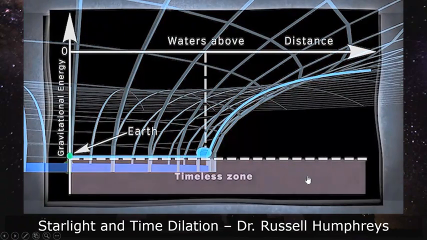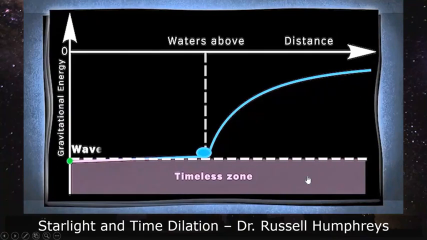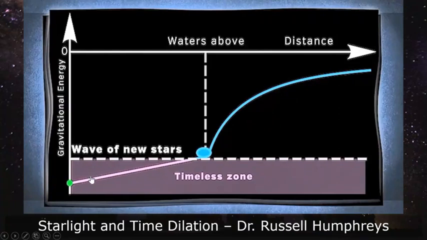And the point of this is that new star masses, the stars that God made, the new ones he made, dented the trampoline yet further. So there's a wave of new stars, and you notice the dent has now tilted down, and it's really deep near the Earth, and it's a little shallower at the waters above. Increase in mass of the stars.